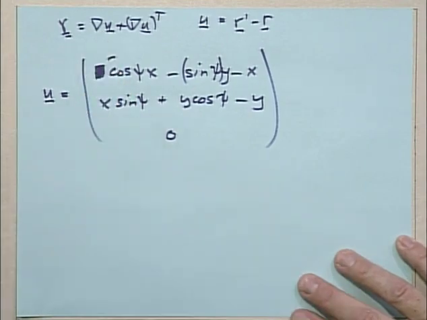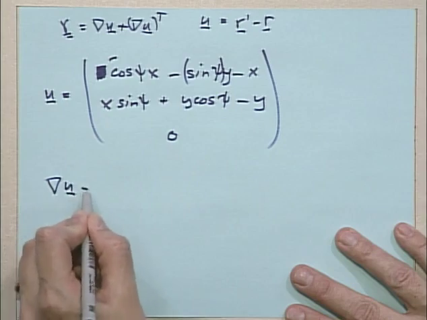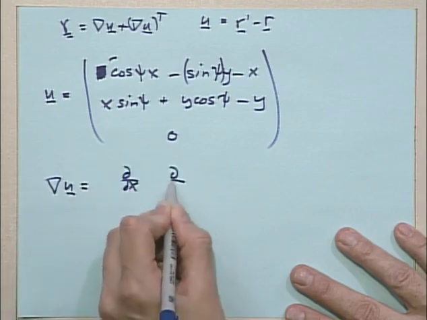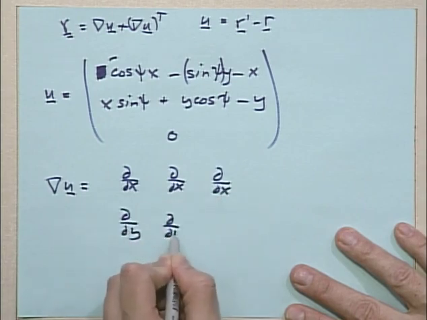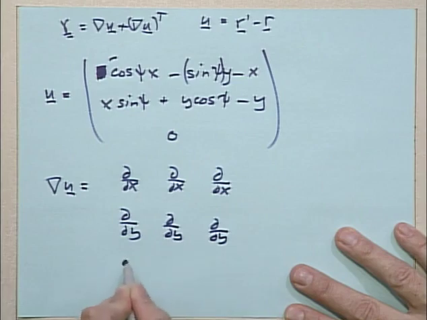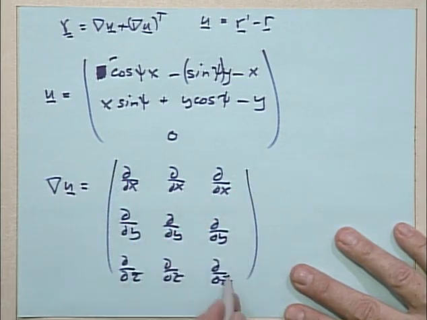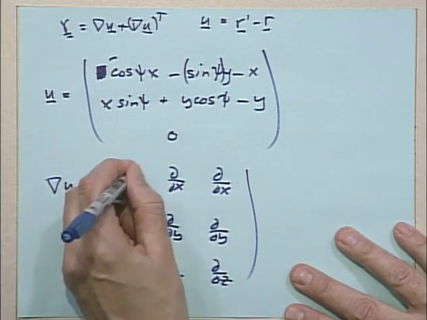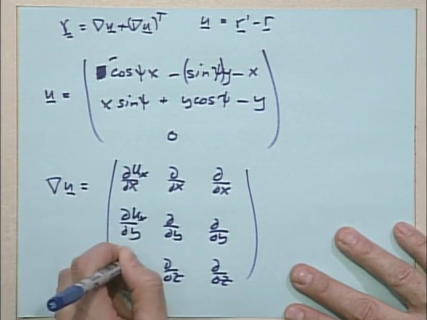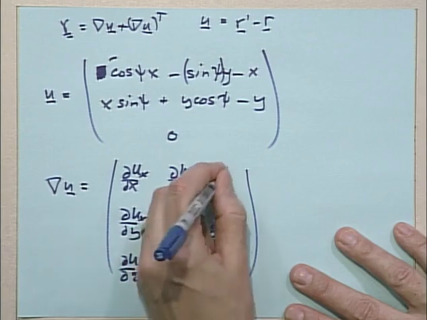We now need to do grad u. Grad u is, of course, d by dx, d by dy, d by dz. So the derivatives go across the rows, and the thing we're taking the derivative of goes down the columns. So this is ux, this is uy, and this is uz.